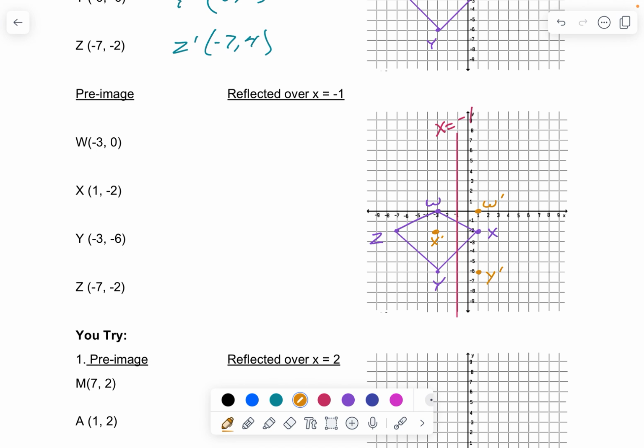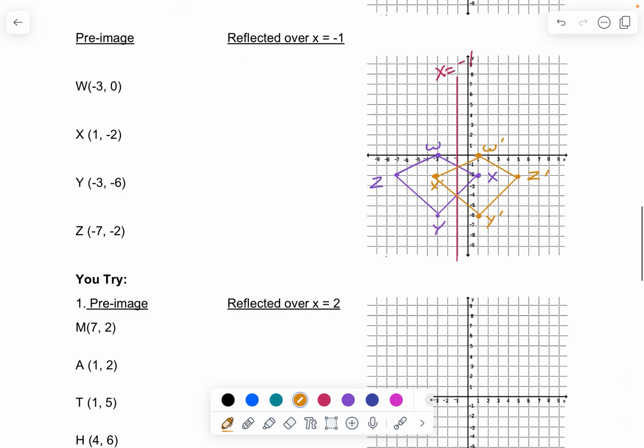Z is, let's see, 1, 2, 3, 4, 5, 6. So we're going to 1, 2, 3, 4, 5, 6. Z prime. So let's connect these points here. And pretty cool looking, right? We can see it is symmetrical to that line, X equals -1. That is, if we folded the paper on that red line, it would all fold onto itself.